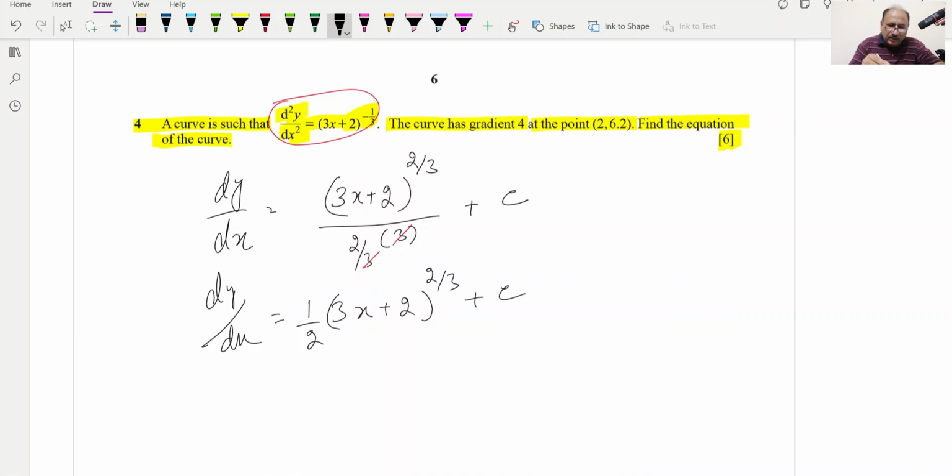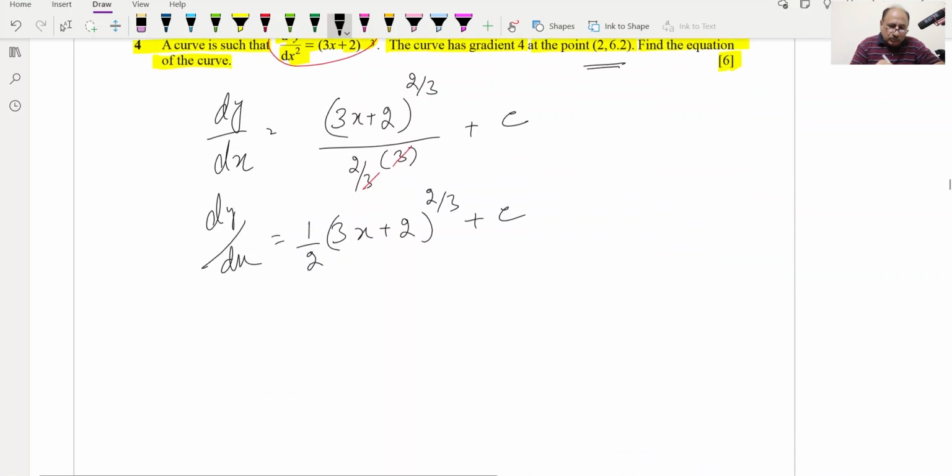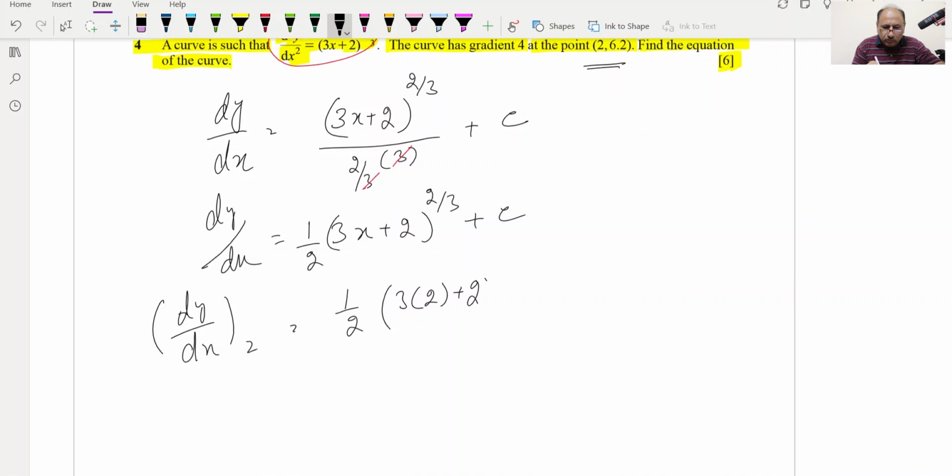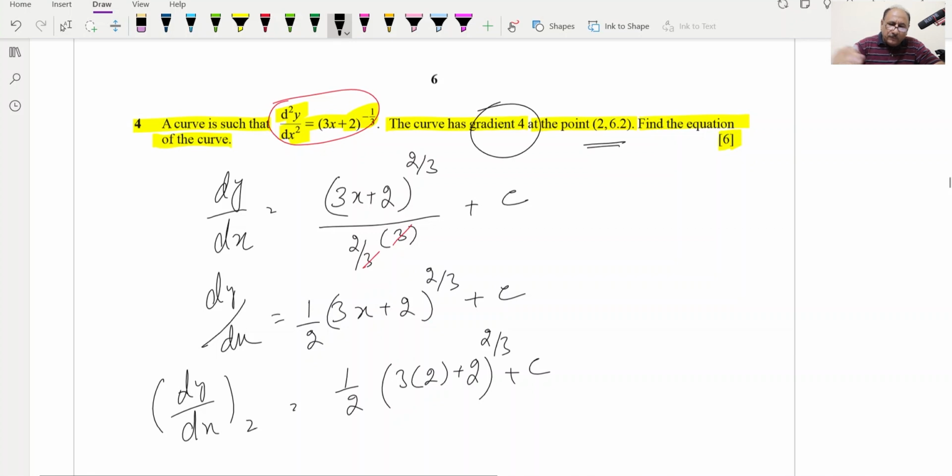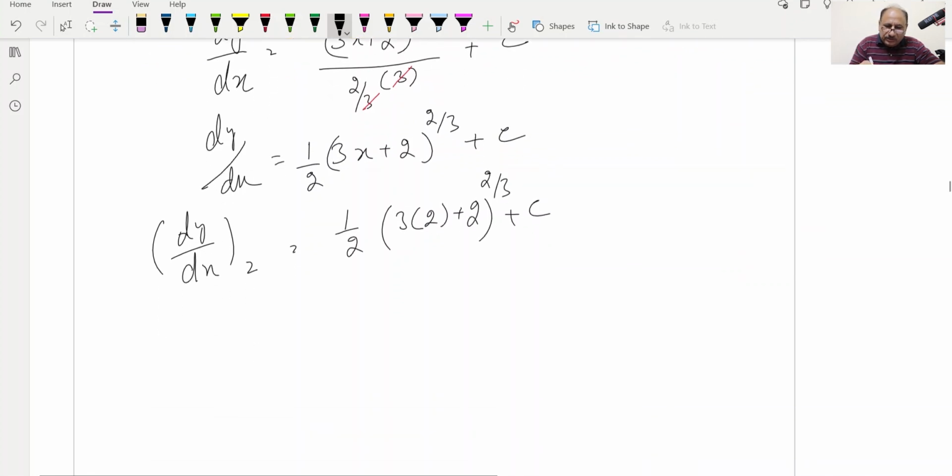Now we can write dy by dx at this point, at x value which is 2. So dy by dx at 2 will be equal to 1 by 2 into 3 into 2 plus 2 raised to the power 2 by 3 plus c, and it is given that the gradient is equal to 4, so we will write this equal to 4.